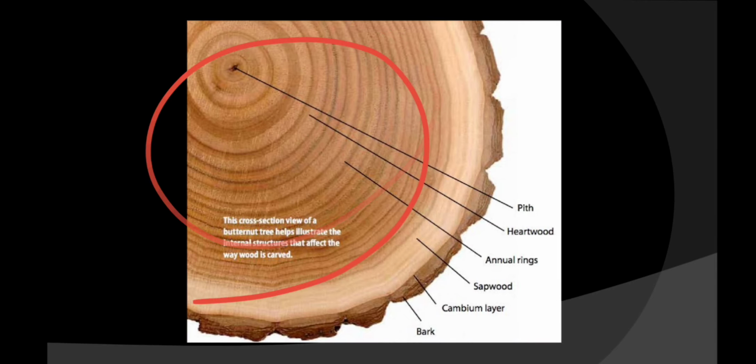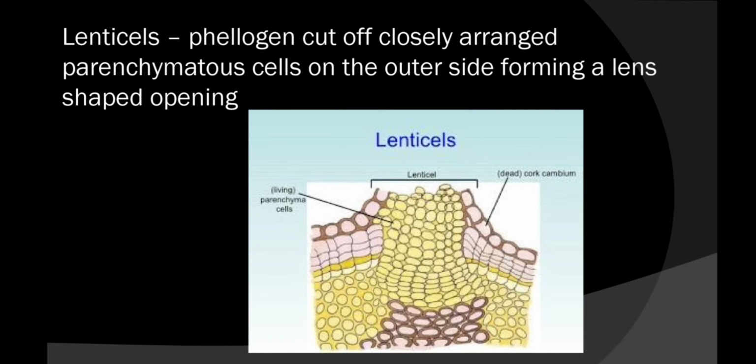Right, guys? Next, move on to the lenticels. In the woody stem, you will see some lenticels are there. These lenticels are formed by the phellogen layer, which cuts off closely arranged parenchymatous cells on the outer side, forming a lens-shaped opening. So these lenticels are formed from the parenchymatous cells, which give a lens-shaped opening, and this helps in the exchange of gases in the stem of the plant. Clear, guys? So these lenticels are mostly found in the woody trees.